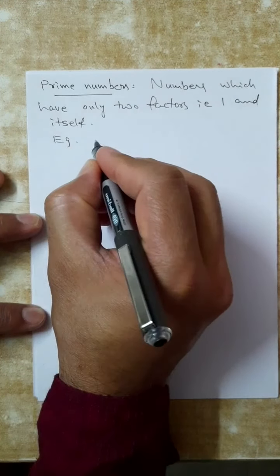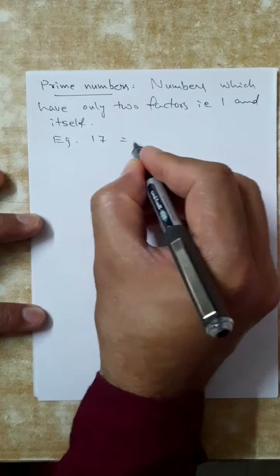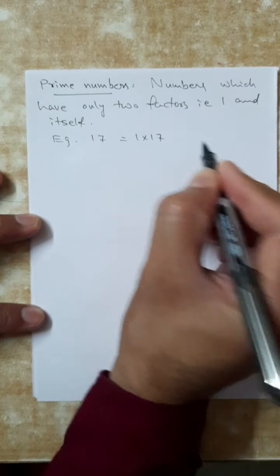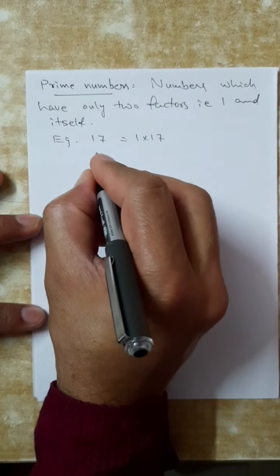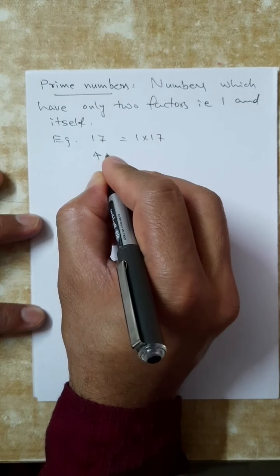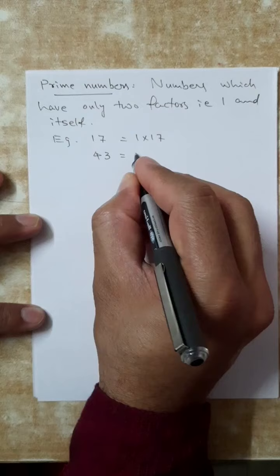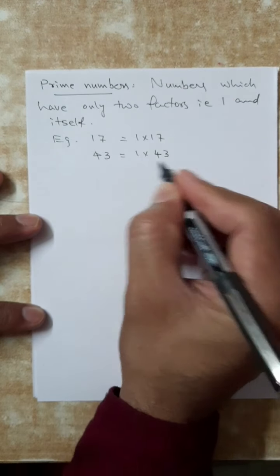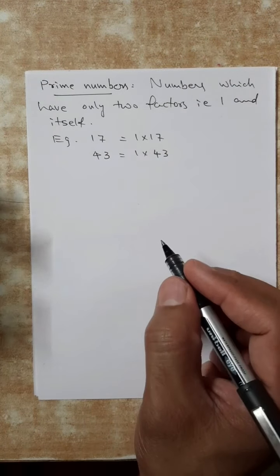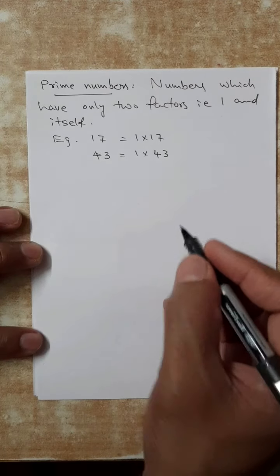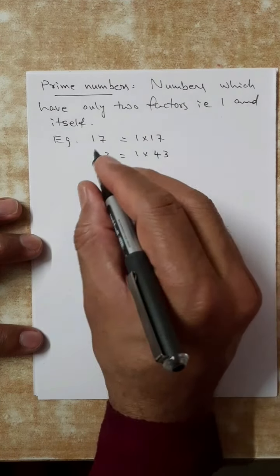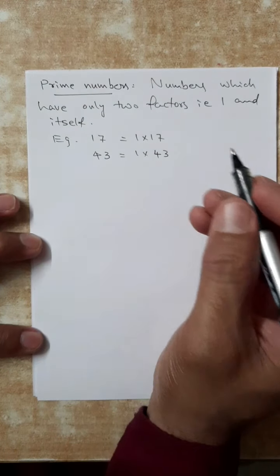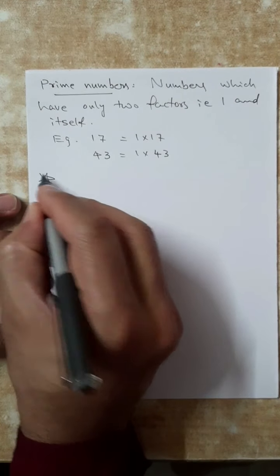Example, 17. I can write 17 as 1 into 17, no other factor, 1 and itself. If it is 43, I can write it as 1 into 43. No other number: 2 into something I cannot write, 3 into I am not getting, 4 into not there. So 1 and itself. So they are called prime numbers. 17 is a prime number, 43 is a prime number.